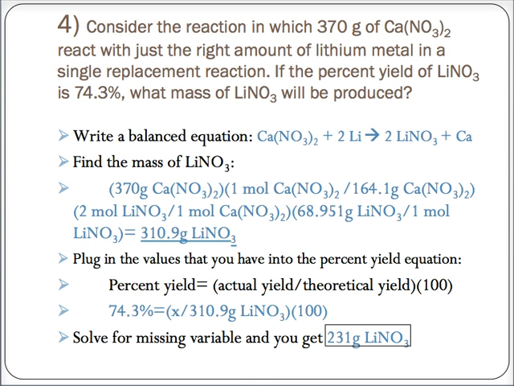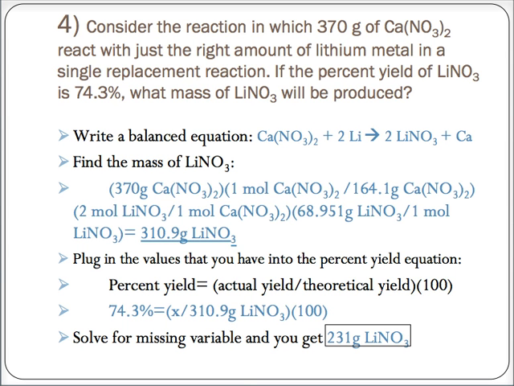Okay, question 4. This one's a little tougher because they give you the percent yield and you have to solve for the mass that will be produced. So let's get at it. Consider the reaction in which 370 grams of CaNO3 reacts with just the right amount of lithium metal in a single replacement reaction. If the percent yield of LiNO3 is 74.3%, what mass of LiNO3 will be produced?